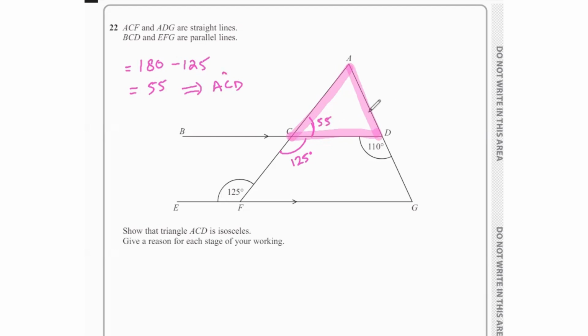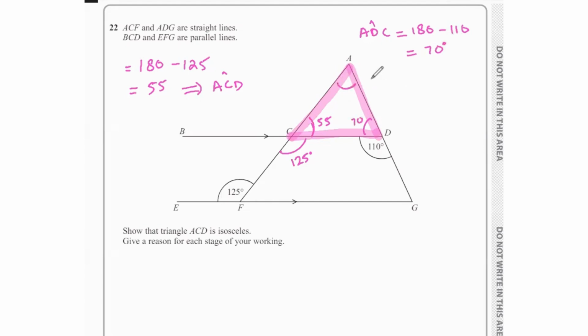55. Same case over here, ADG is a straight line as well. So these two angles are supplementary. So angle ADC would be 180 minus 110, which is 70. So this angle over here is 70.